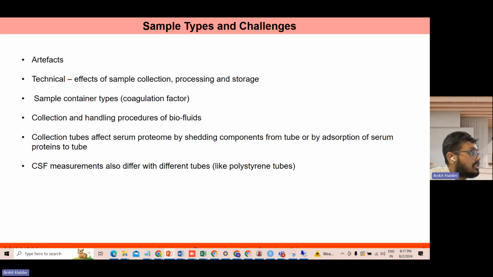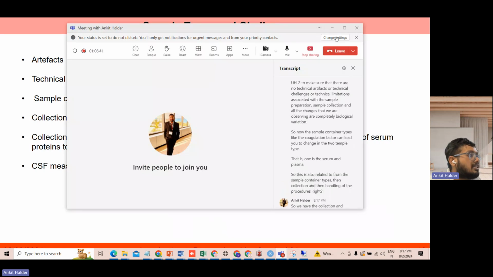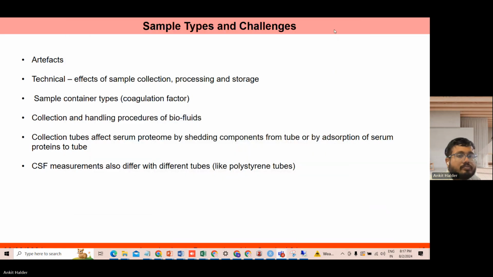So now the sample container types, like the coagulation factor, can lead to a change between the two sample types, that is, serum and plasma. So this is also related to the sample container types, then collection, and then finally handling of the procedures for the different biofluids. Then collection tubes affect the serum proteome. This is quite important, I would say.